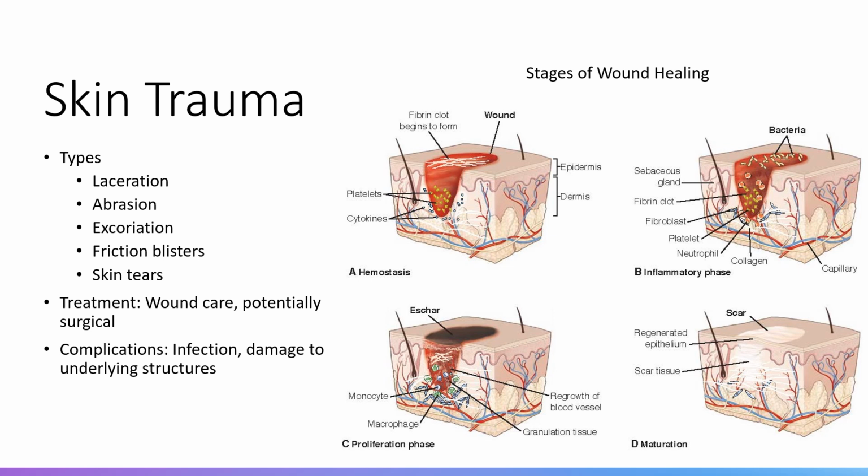Skin tears. These are traumatic wounds usually caused by minor trauma that primarily affect older adults. This could be wheelchair injuries, bumping into objects, transfers, falls, tape removal. Be careful with the tape removal on our elderly.